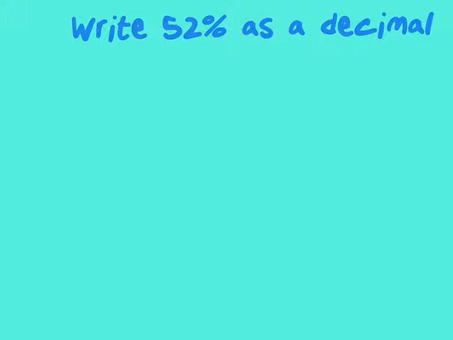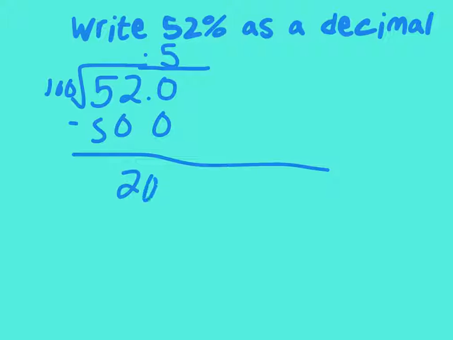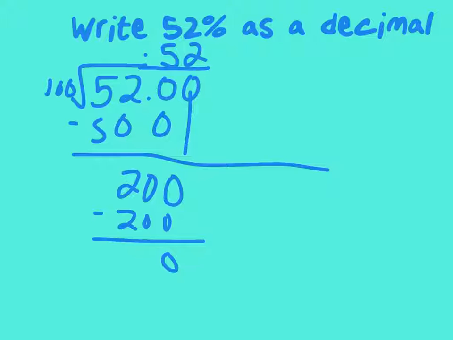So here we're asked to write 52% as a decimal, and you could take away the percent sign, and you could write 52 and divide it by 100 if you wanted to. And 100 doesn't go into 52, so you add the decimal, you put it up top, add the 0. 100 goes into 520 5 times. 5 times 100 is 500. Then you're going to subtract, and 520 minus 500 is 20. You add a 0, bring it down. How many times does 100 go into 200? That is going to be 2 times. 100 times 2 is 200, and so our answer is 0.52.